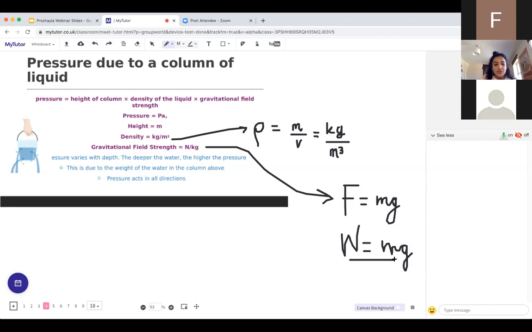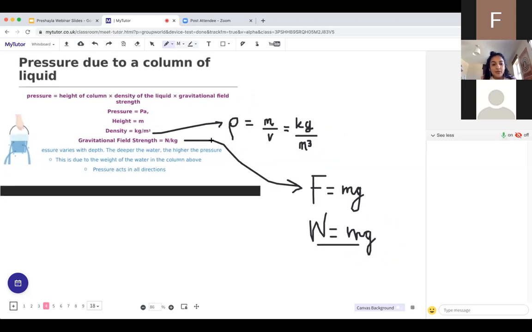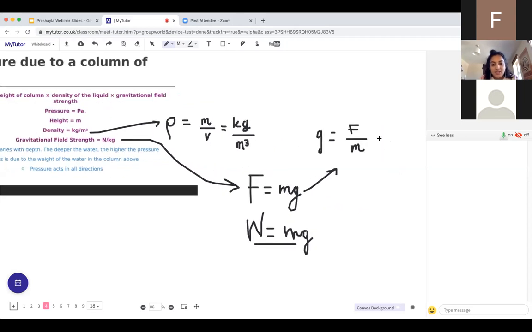So looking to the units of gravitational field strength then, we know that gravitational field strength is this g. So let's rearrange our equation for g. g equals F over m. Okay, g equals F over m. Now F is measured in newtons. m is measured in kilograms. So the gravitational field strength is measured in newtons per kilogram, as we can see here.